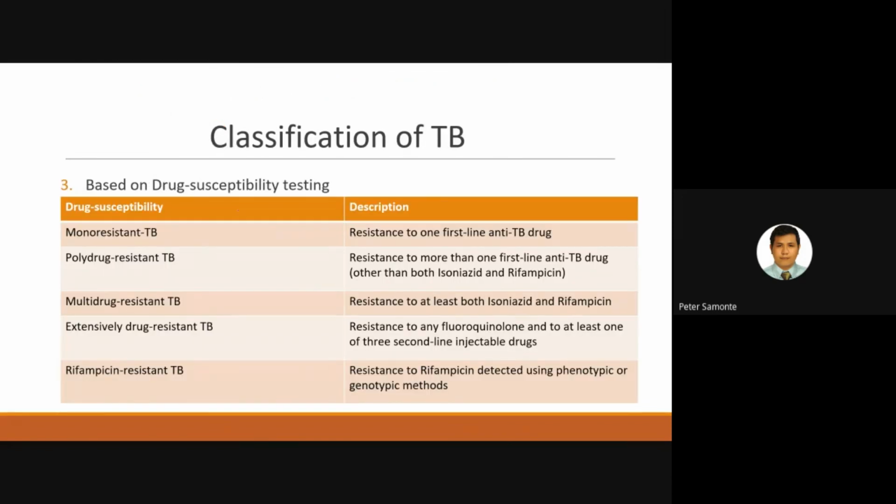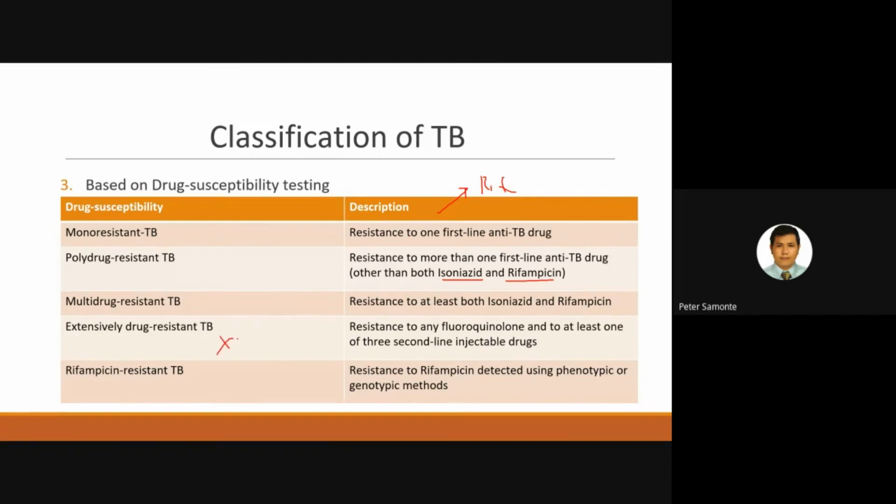Then we also have your classification of TB. So monoresistant TB, resistance to one first line anti-TB drug. So let's say resistant ka lang sa rifampicin. Kapag naman polydrug resistant, resistance to more than one first line. So it's either isoniazid, rifampicin sabay. MDR, class, resistance to at least both isoniazid and rifampicin.